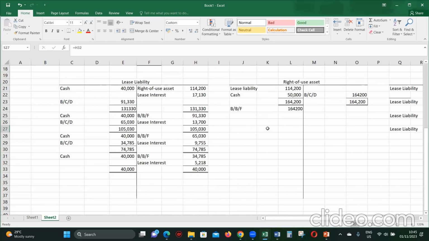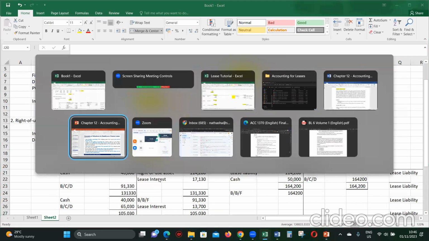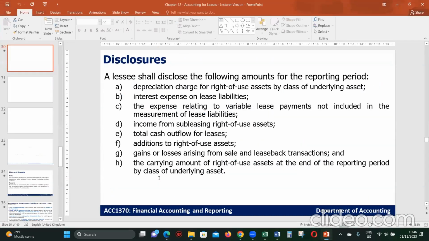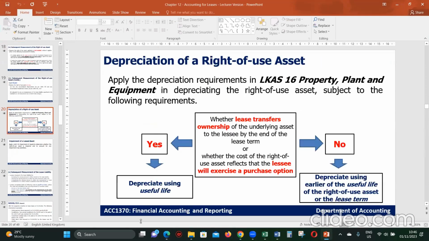Not only this, you need to depreciate this right of use asset as well. How can we depreciate your right of use asset? There's a condition. Let's move on to your slide. What is the condition? You need to remember this when you are depreciating your right of use asset.